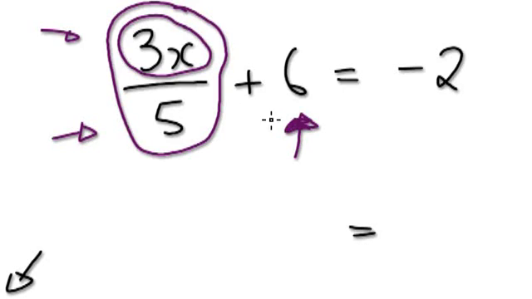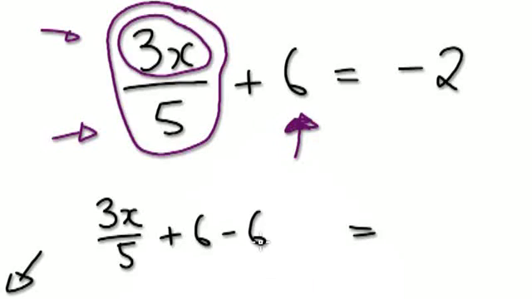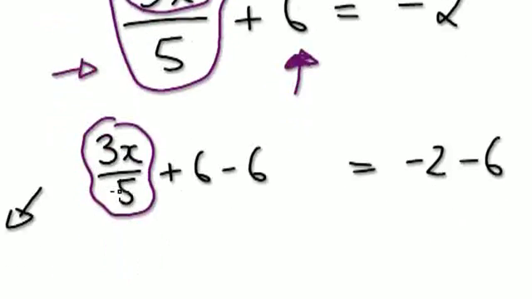Okay, so inside my mind, I'm going to minus 6 from both sides. So I'm going to take the whole thing down. So take the whole thing down. 3x over 5 plus 6 minus 6. This side here, take it down, minus 6. Okay. So I'm just going to imagine this as being in a bubble here.